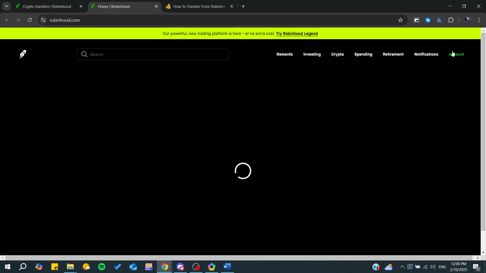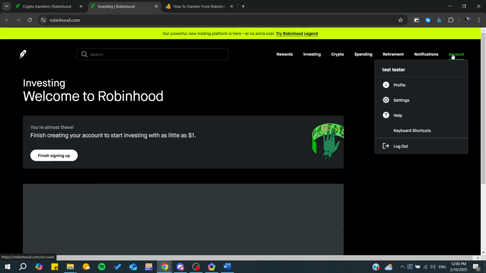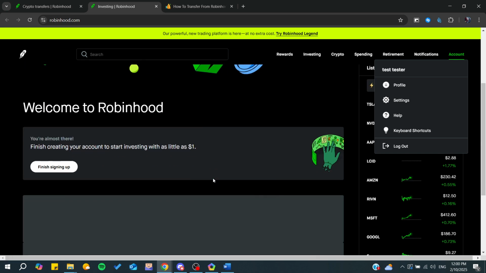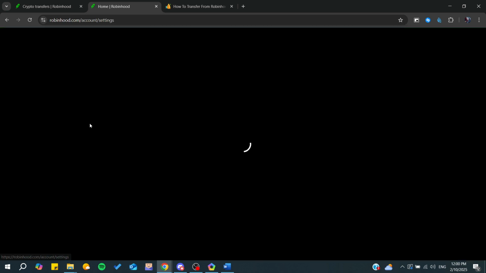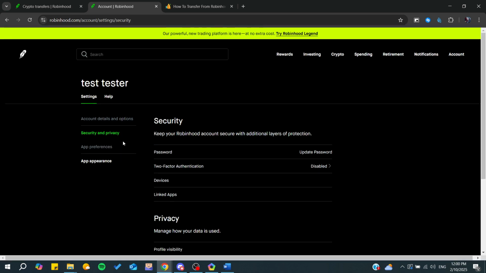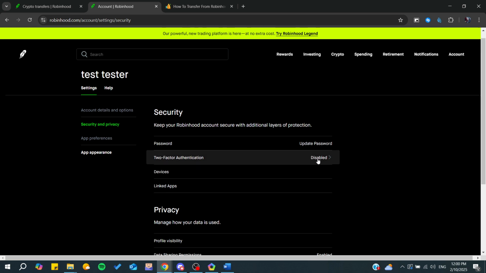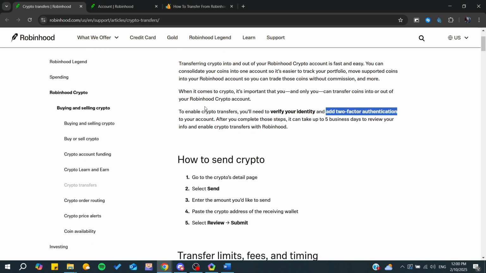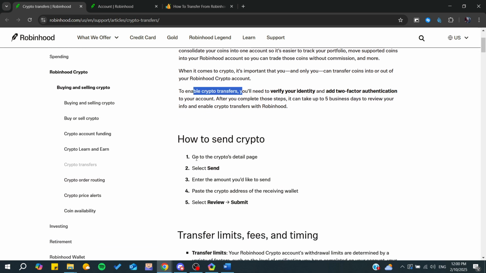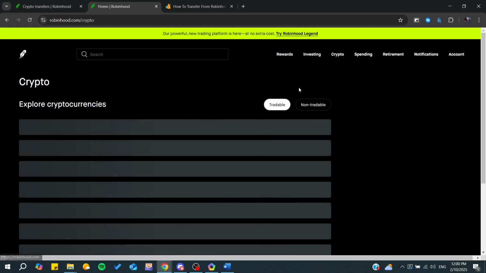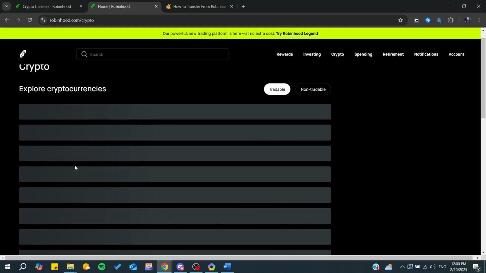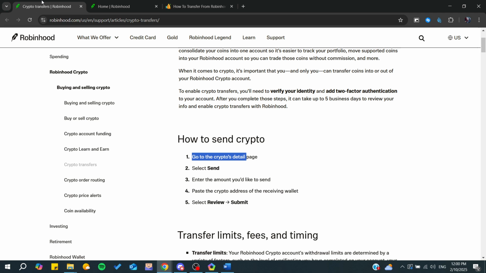Here in your account, you will already have your identity verified, so you can also be eligible to trade in Robinhood. After that, you can go to settings, and in security and privacy, you can enable two-factor authentication. After you have crypto transfer enabled, you will be able to send crypto through the crypto banner from here, and then you can start sending and receiving crypto, etc.